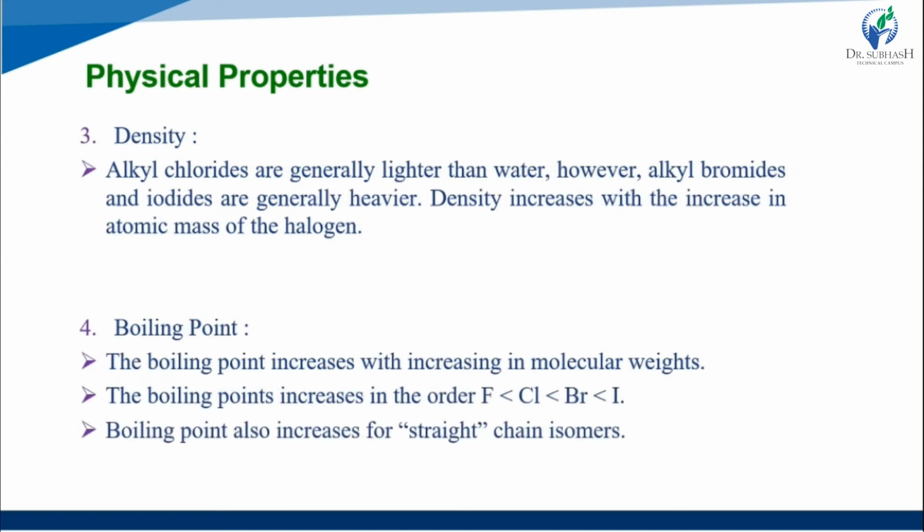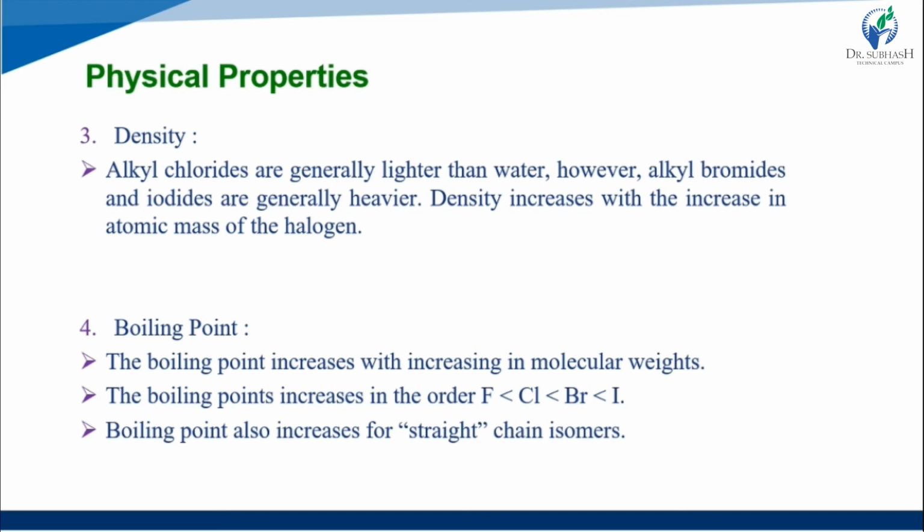Then the third one, that is density. Alkyl chlorides are generally lighter than water, and alkyl bromides and iodides are generally heavier than water. So density increases with the increasing atomic mass of the halogen. Adding halogen atoms increases the density.